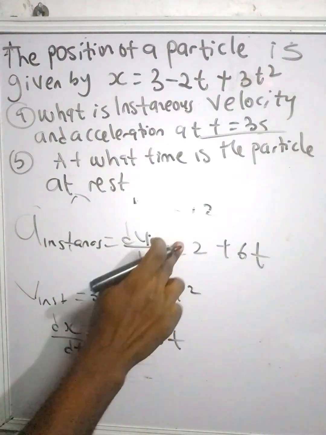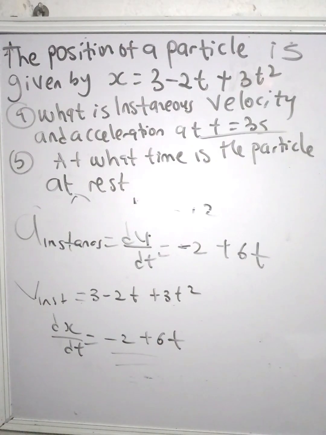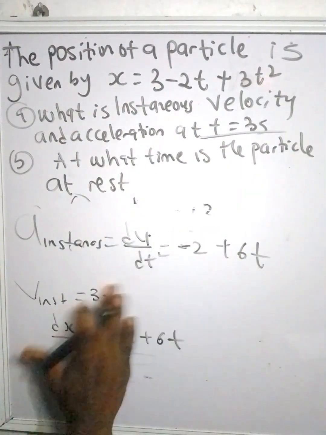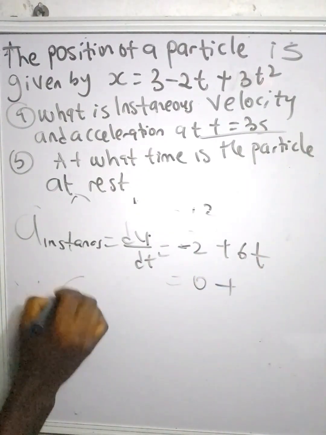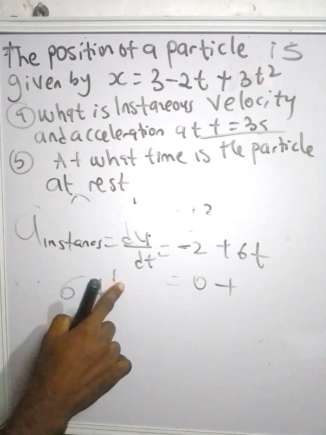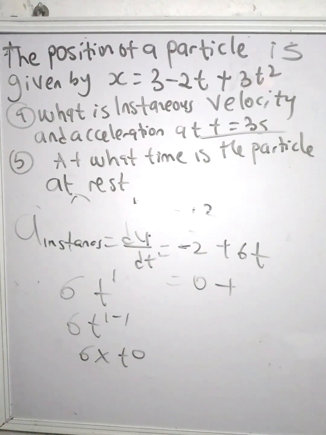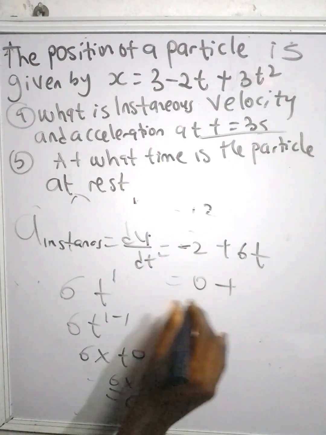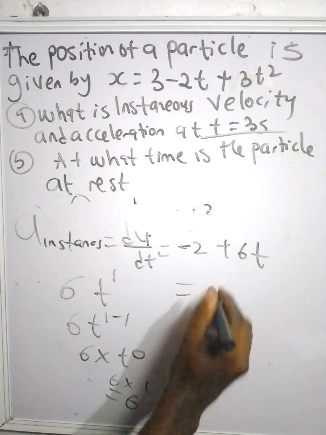Now, I told you guys the other time that if I differentiate any constant, it will always give me 0. So differentiating minus 2 gives 0, plus. Now if I differentiate 6t, there's a 1 here. 1 times 6 is 6. Reduce the power by 1, that's 1 minus 1, which is 0. 6 times t to the power 0, and t to the power 0 is 1. So 6 times 1 is 6. That means the final answer here will be 0 plus 6.